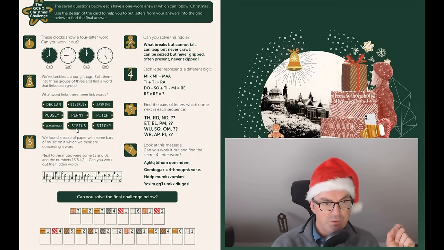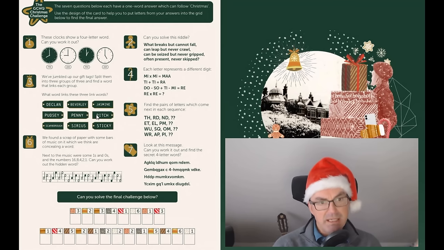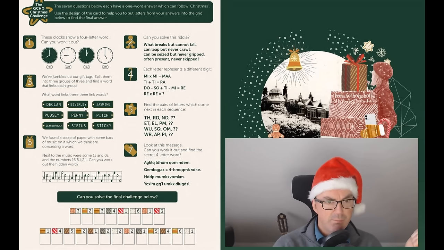Sirius Black. Or dogs. Sirius is the dog star, isn't it? Scarborough Fair. Oh no, I was going to say Penny Lane. Pitch black. Serious black. We need a penny black. Right, black. So we've got black linking penny, pitch, Sirius. Rice linking Declan, Jasmine, Sticky. So the other group is Scarborough Fair, maybe. Pudsey, isn't that a bear? From Children in Need, I think. Beverly.